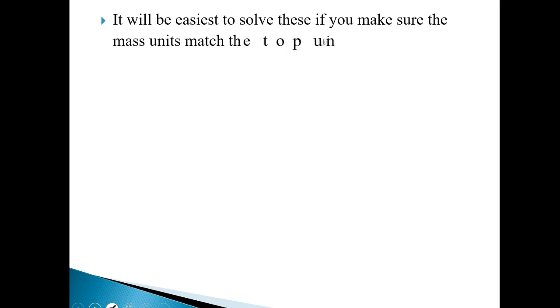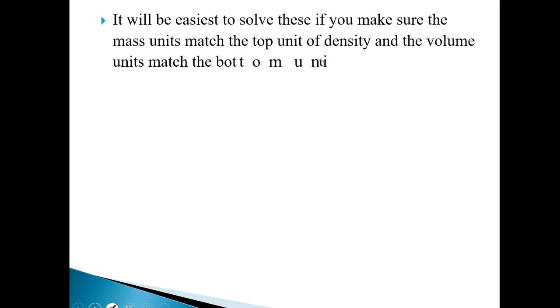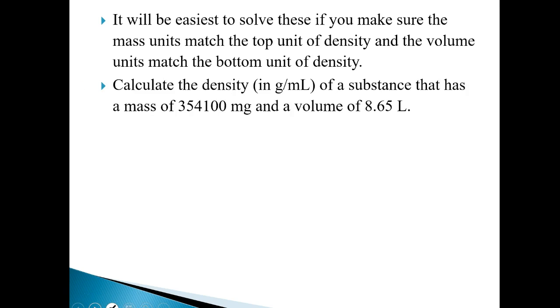Okay, so it'll be easiest to solve these next problems if you make sure that the mass units match whatever the top unit of density is and the volume matches the bottom before you do D equals M over V. So calculate the density in grams per milliliter. So this is what I'm looking for, if it has a mass in milligrams and a volume in liters.